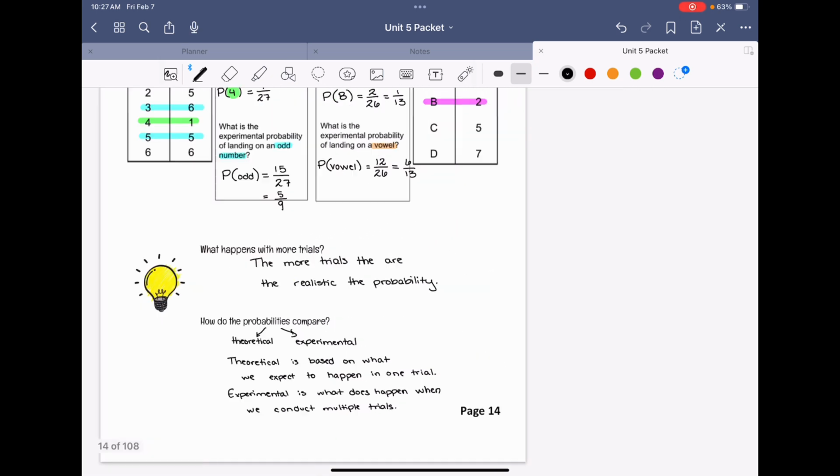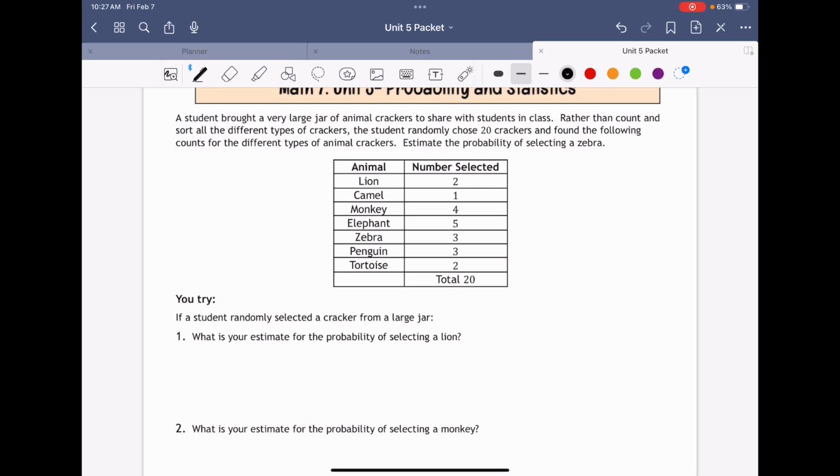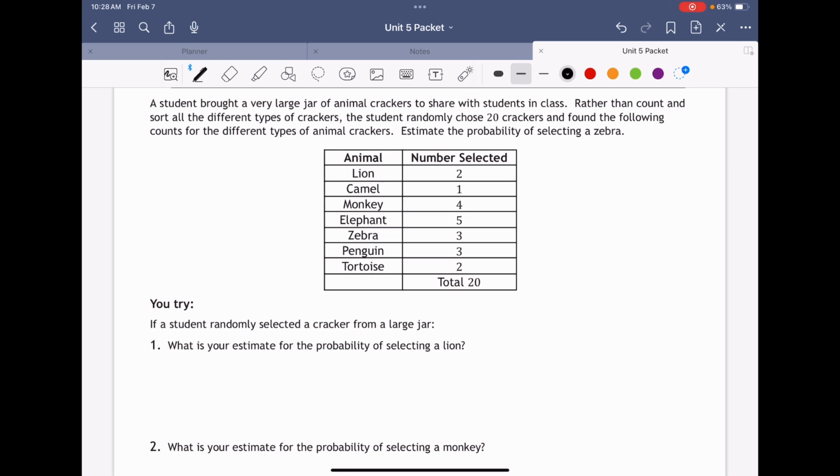Okay, next page. So we're going to take a look at this chart here. So it says a student brought a very large jar of animal crackers to share with students in class. Rather than count and sort all the different types of crackers, the student randomly chose 20 crackers and found the following counts. Estimate the probability of selecting a zebra. Okay, so here are all the different animals that the student pulled out of the jar, and that's how many that they got of each animal.